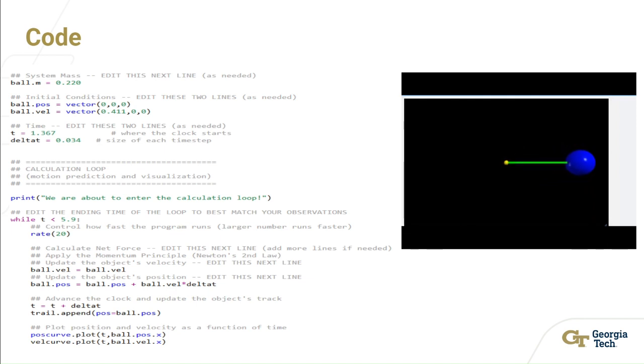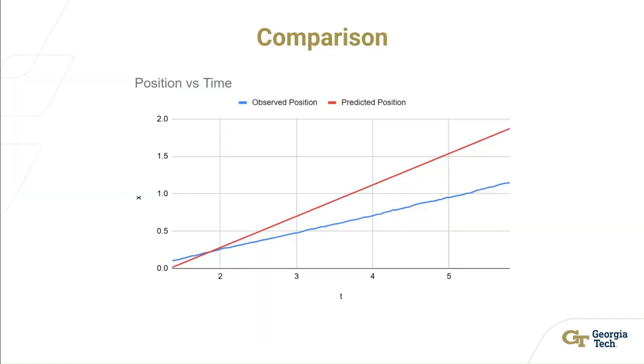In the code, we can see where the while loop is, which is constantly updating the position of the ball. Now, as you can see, while the slopes of both datasets are similar to some extent, they diverge at a certain point, which could be due to a number of different reasons and errors.